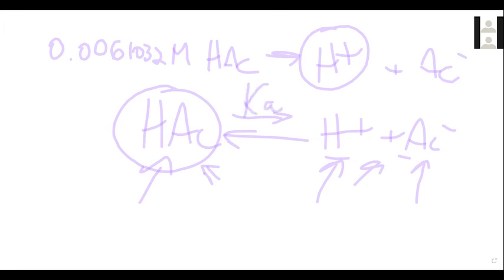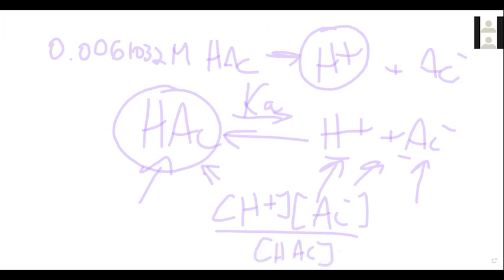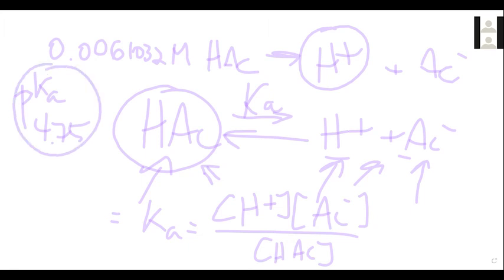So this is an equilibrium, so it is governed by the equilibrium constant. And what is the equilibrium constant? It is the concentration of H plus times the concentration of acetate divided by the concentration of HAc, the concentration of the acetic acid. That equals the Ka. What is the Ka for acetic acid? Well, we know what the pKa is. The pKa is 4.75. How do we go from the pKa to the Ka?